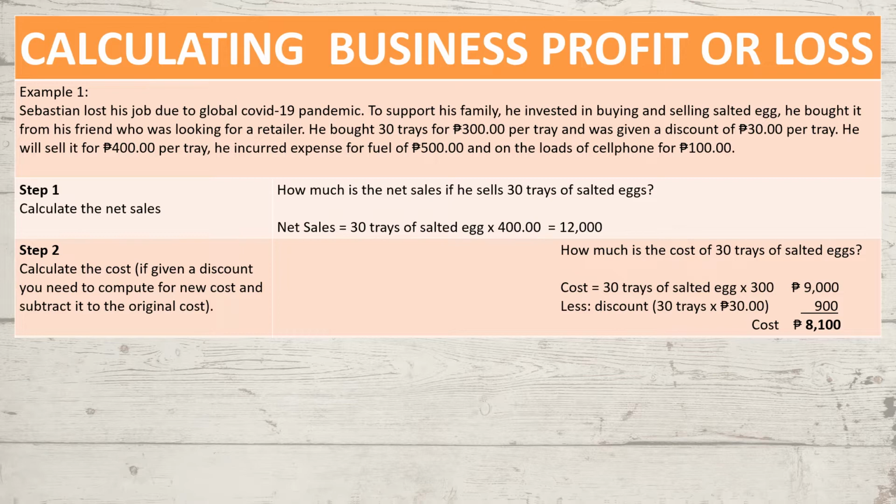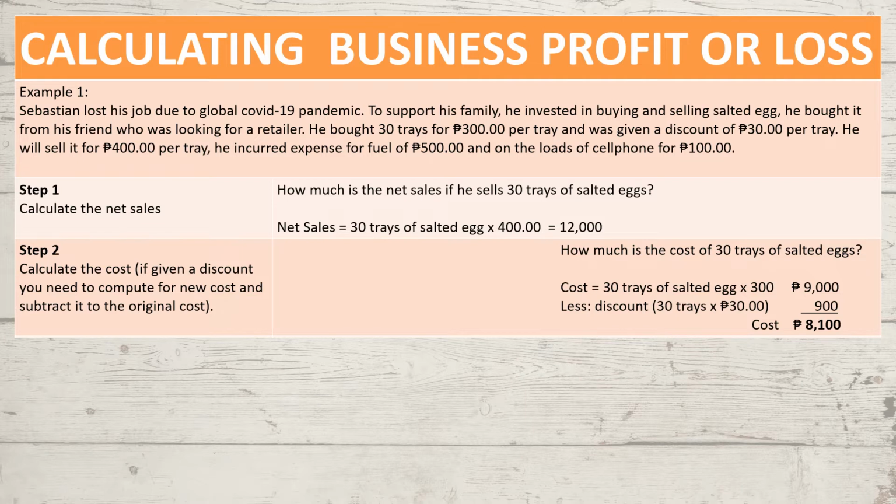The second step is to calculate the cost. If given a discount, we need to compute for new cost and subtract it to the original cost. So we will answer the question, how much is the cost of 30 trays of salted eggs? The original cost for our 30 trays of salted egg is 9,000 pesos. We multiply the number of trays purchased, which is 30, and the amount is 300 pesos. So we have an original cost of 9,000 pesos.